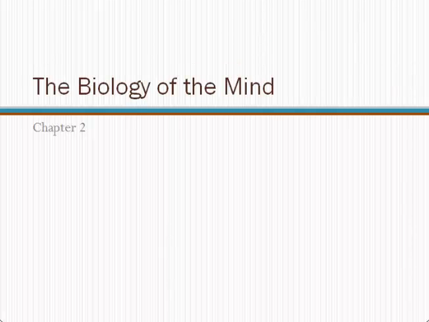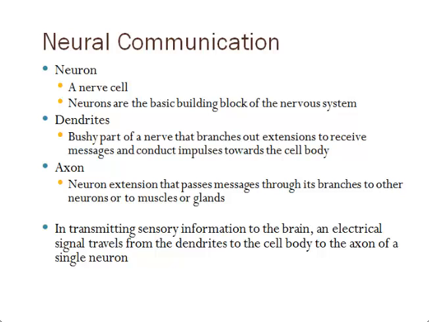Chapter 2 is about biology. Now, biology is, of course, a necessary prerequisite to understand psychology, because before you can understand how the mind works, you've got to know what the mind is made out of. And when we say the mind, namely the brain, in this context we're talking about neural communication throughout the body.